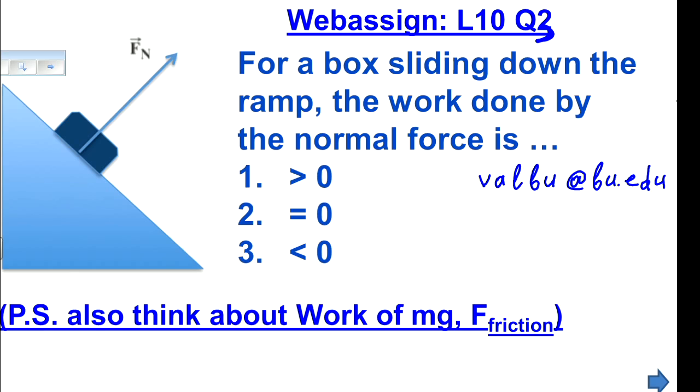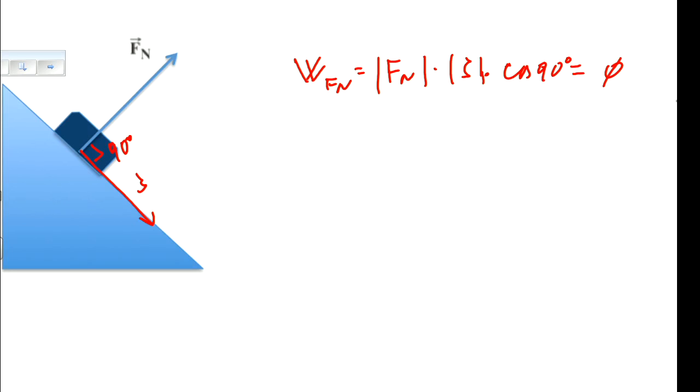Well, of course, initial position, let's say in a second, it will be here. That will be the displacement. That will be the angle, which is 90 degrees. The work done by normal force is supposed to be equal to normal force times the magnitude of the displacement times cosine of 90 degrees. That's 0.